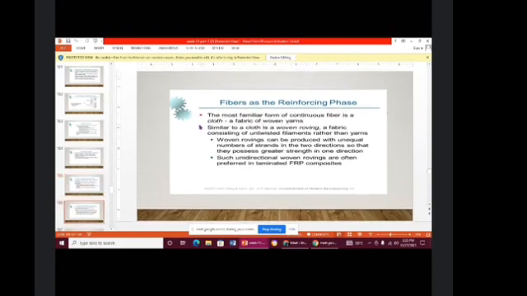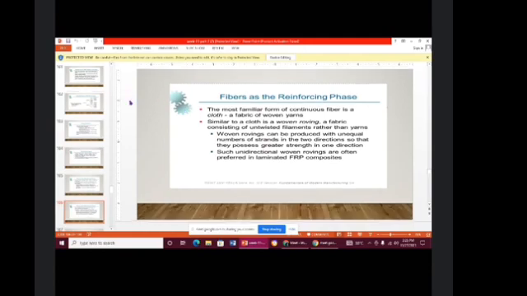Next is the fiber as reinforcing phase. The most familiar form of continuous fiber is a cloth, a fabric or woven yarn, made of yarn. Similar to cloth is a woven roving, a fabric consisting of untwisted filaments rather than yarn. Woven rovings can be produced with unequal numbers of strands in each direction so that they possess greater strength in one direction, such as unidirectional woven rovings, which are often preferred in laminated FRP composites.